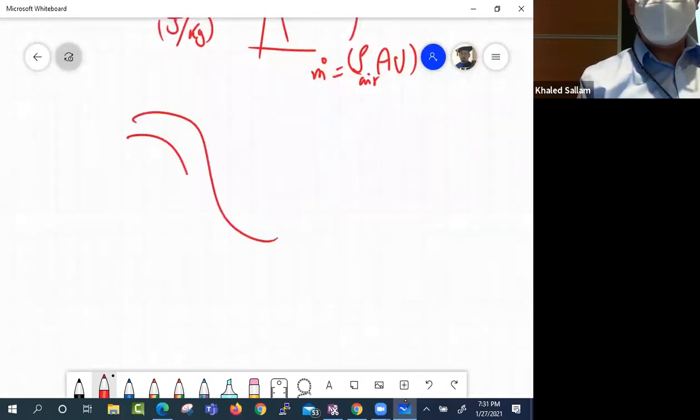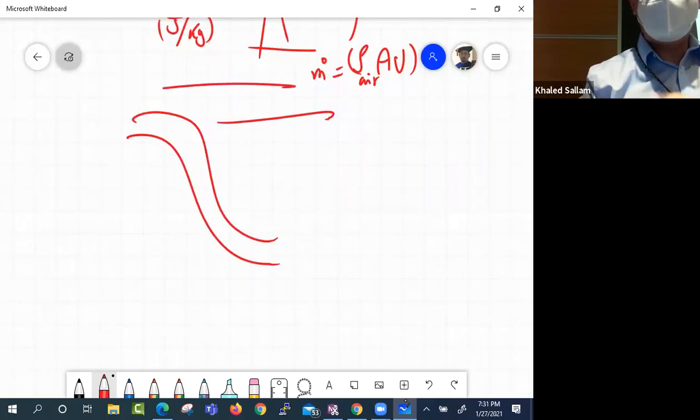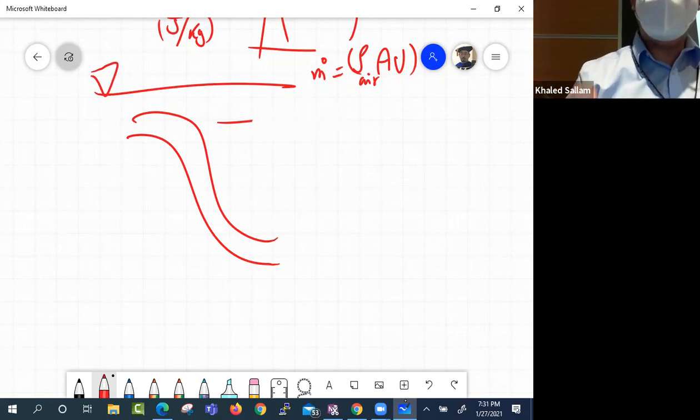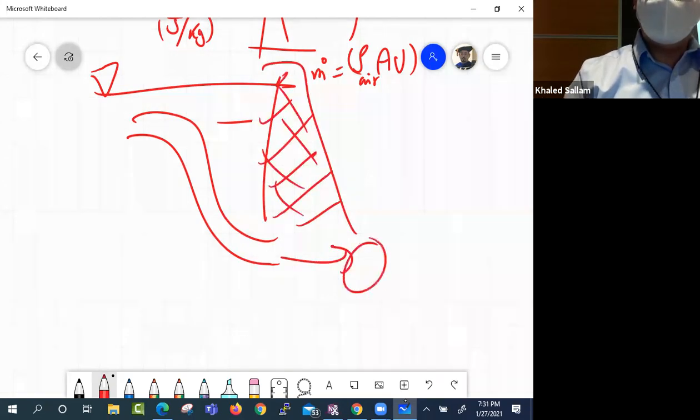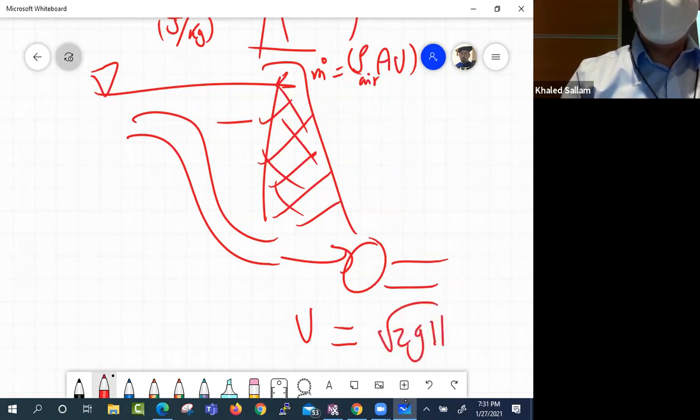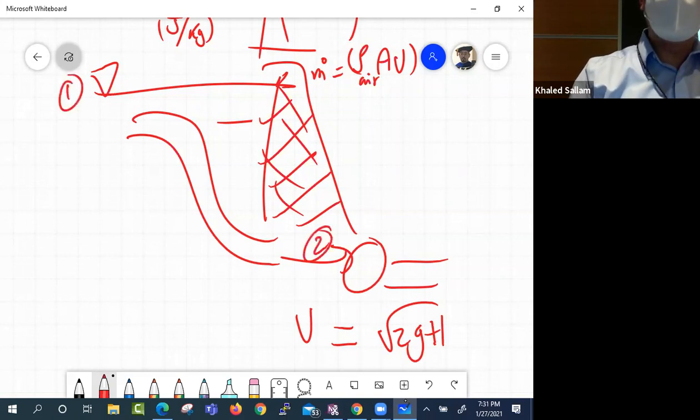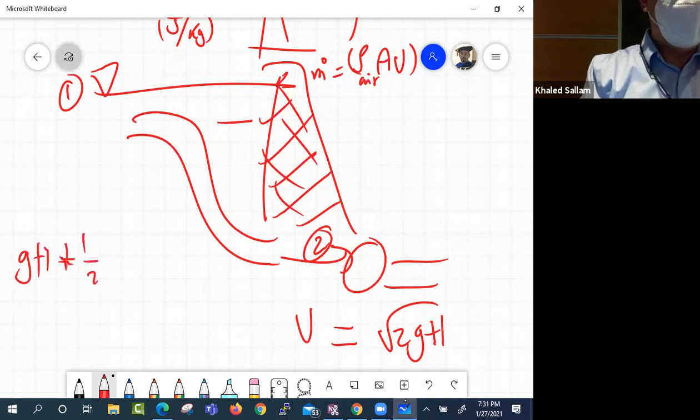By the time the water, let's make the water over here like this. The water is dropping from this big dam. By the time it comes here and it's ready to hit my turbine, that V, ideally, without any losses, will end up being square root of 2gh. How did I do this? Because if I do the Bernoulli equation between point 1 and point 2, I would say that gh plus half v square equals constant. Of course, assuming no losses.